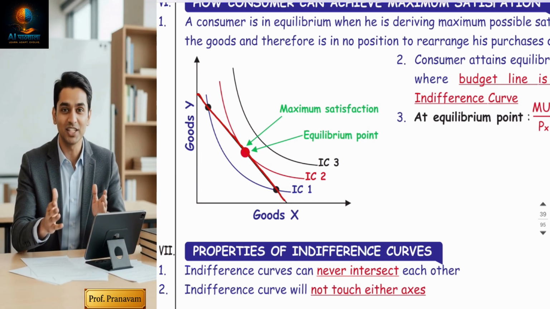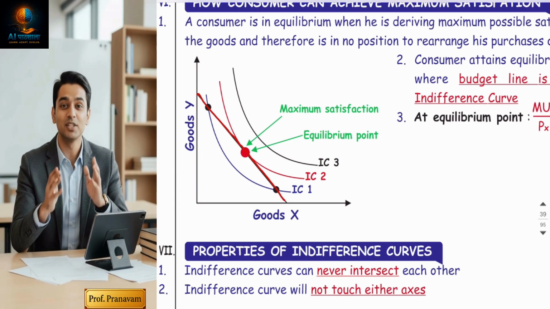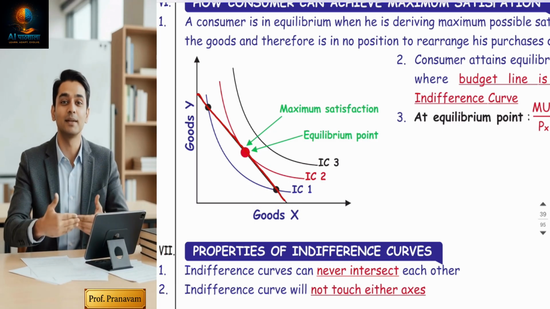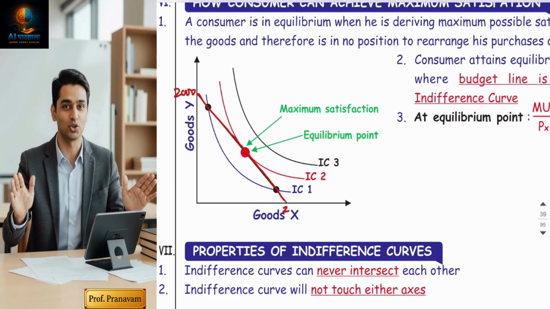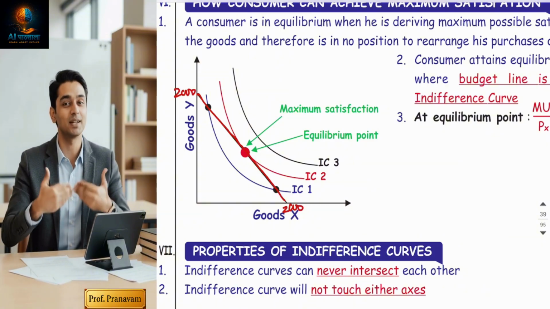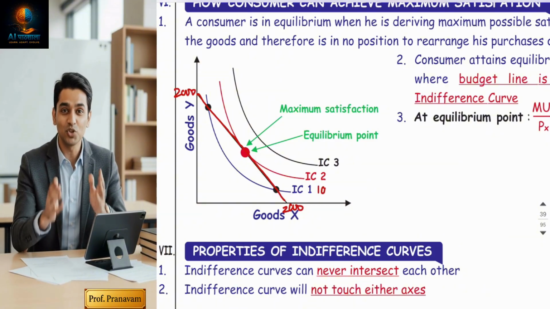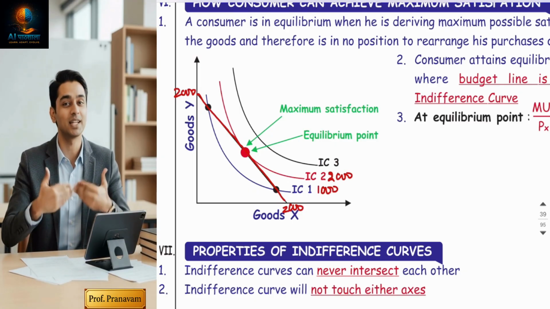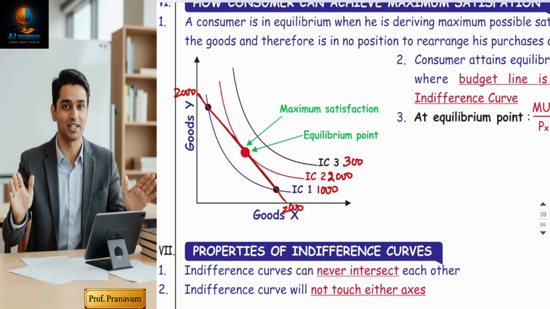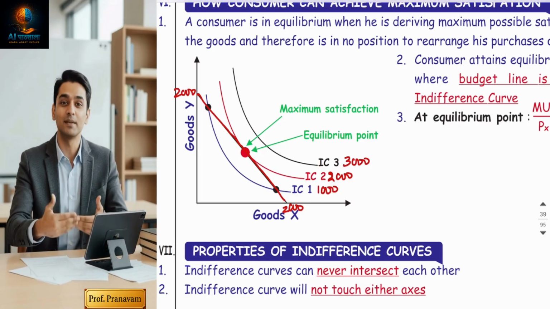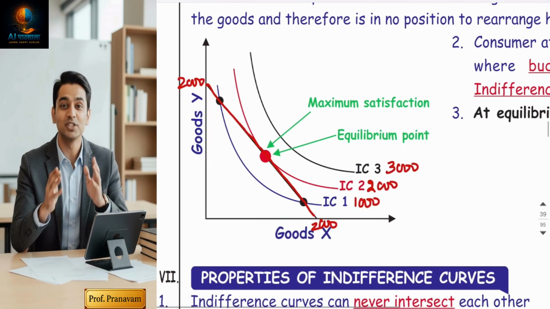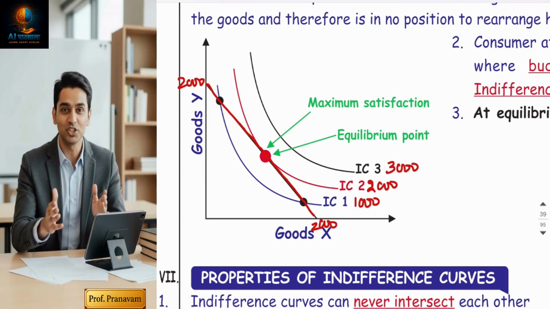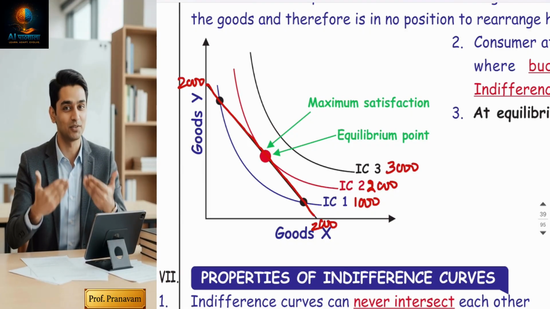Okay, and there are three IC curves. These are my IC map. For example, my budget is 2000. Let's consider 2000 rupees. Okay? IC1 is of my 1000 rupees budget. IC2 is of my 2000 rupees budget. IC3 is my 3000 rupees budget. Okay, now which indifference curve, which combination would you love to purchase to get the maximum satisfaction?